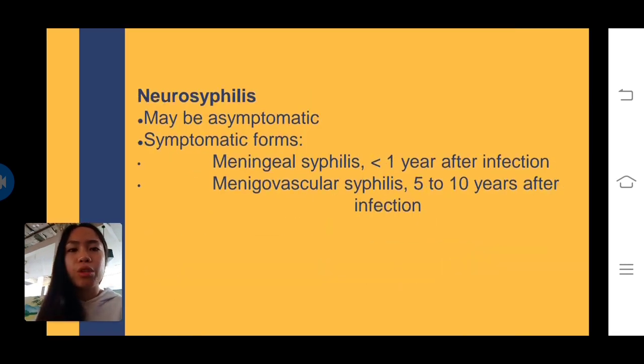Next is neurosyphilis. Neurosyphilis involves our brain and spinal cord. It may be asymptomatic. However, in the symptomatic forms, meningeal syphilis occurs less than a year after infection, and meningovascular syphilis will occur 5 to 10 years after infection. So that would be all.